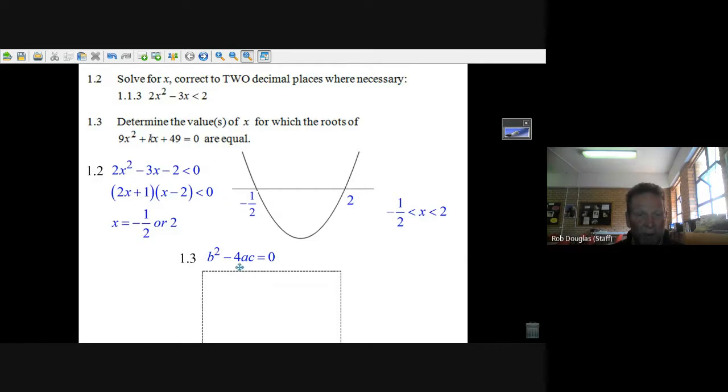So you might get a mark just for recognizing that b squared minus 4ac has to equal 0. Then just put in k is b, so it's k squared minus 4 times a, which is 9, and c is 49. Well, that equals some big number, 1764. Minus that, we add it over on this side. We take the square root, and we get two answers. The values of k that will make the roots equal are either positive or negative 42.